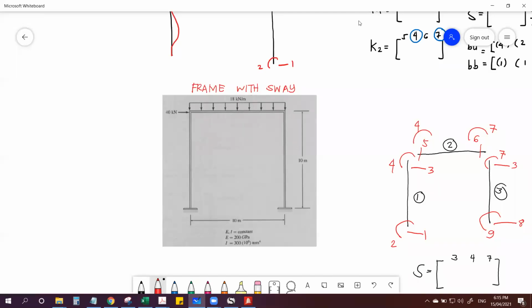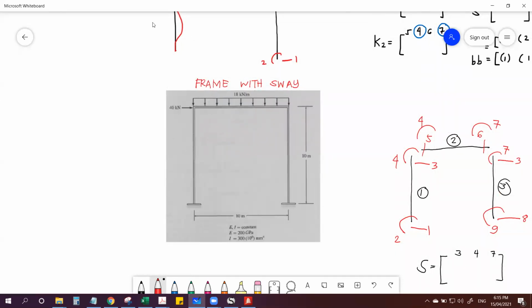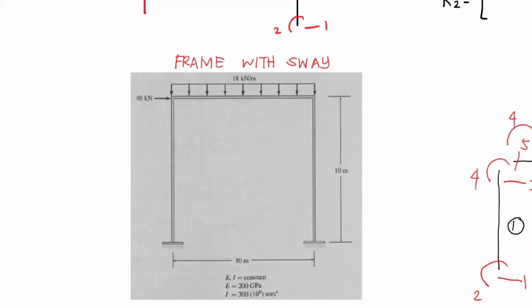Okay, so let's proceed with another example of approximate analysis of building frame using beam stiffness matrix. This time we will be solving frame with sway. So how do we know a frame has a sway? Of course, you have lateral load and there's no lateral restraint that will prevent the sway. And also, if you have unbalanced loading, that could cause a sway.